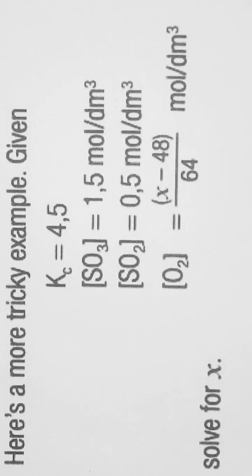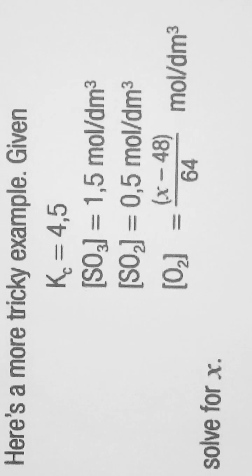Tricky example given. Kc is equal to 4,5. SO3 is equal to 1,5 mole per dm³. And then SO2 is equal to 0,5 mole per dm³. And O2 is equal to X minus 48 over 64 mole per dm³. And solve for X.